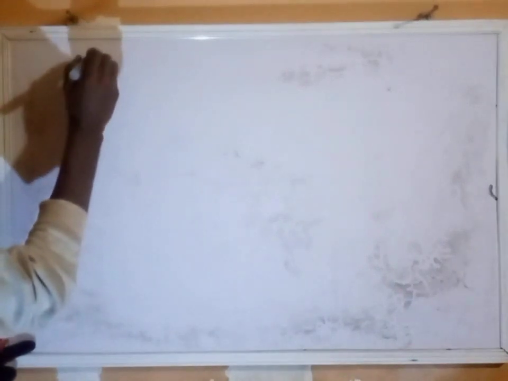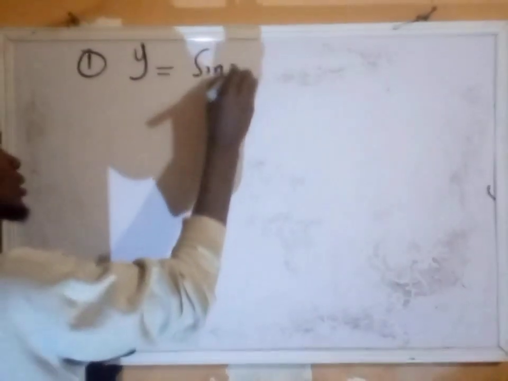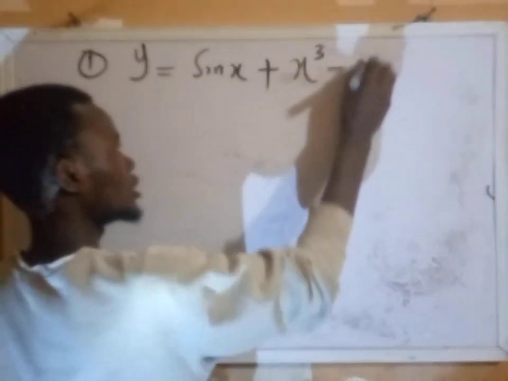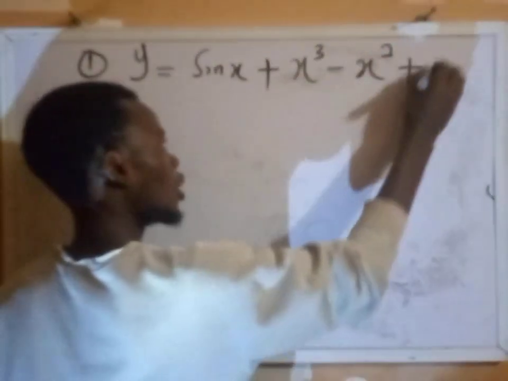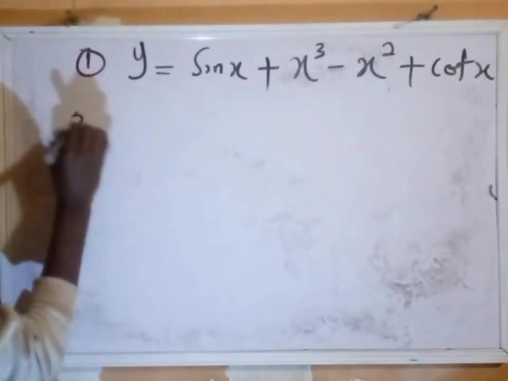So let's see the first thing you are going to do as part of the assignment. Number 1: if y equals sine x plus x raised to the power 3 minus x raised to the power 2 plus cos x.